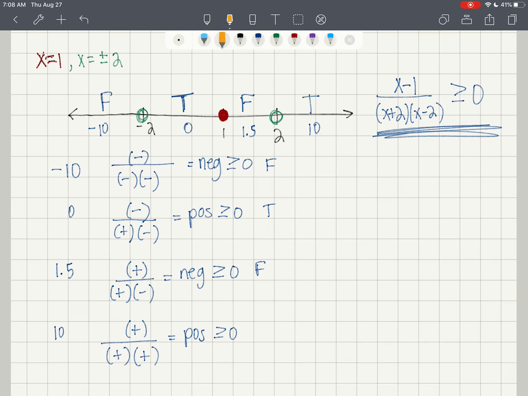So our interval of solution would be -2 with an open interval to +1 with a closed interval, and then 2 with an open interval to infinity. So -2 to +1, and then 2 to infinity.